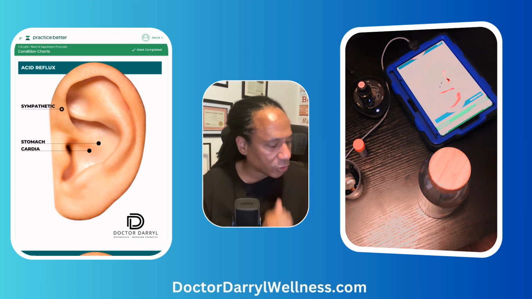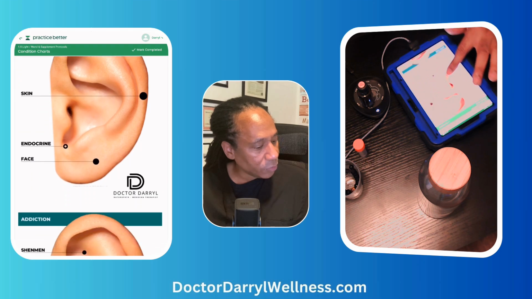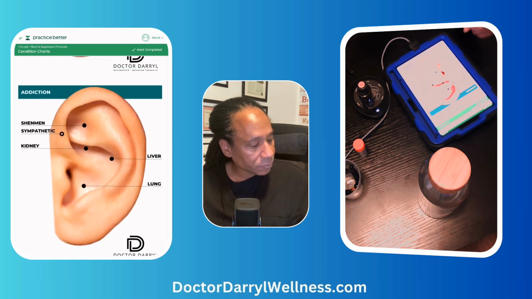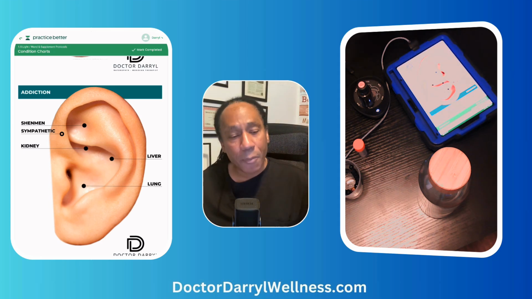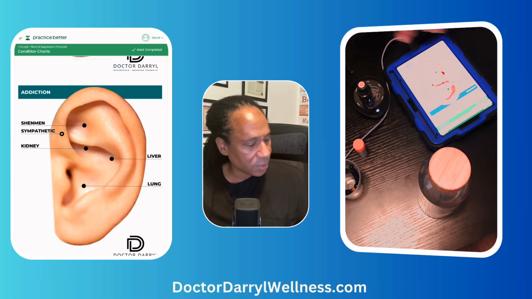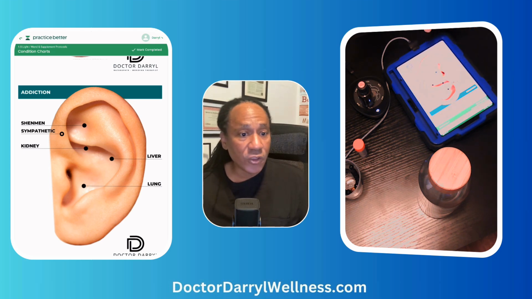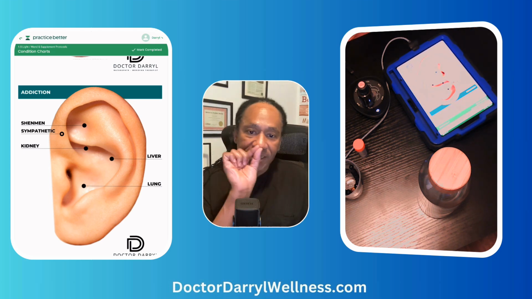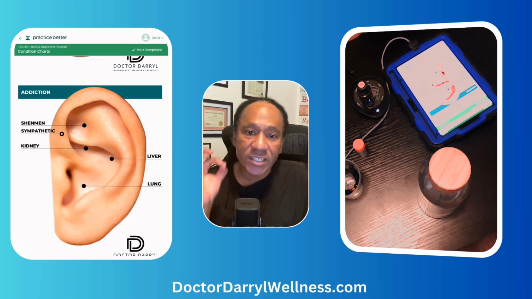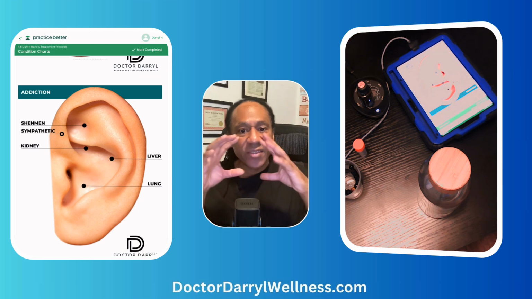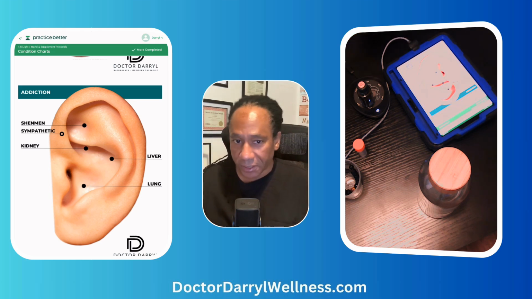But condition charts for the ear. So when you look at this, addiction. These are the points on the ear that, when properly stimulated, help to bring about healing of that condition. So let's look at addiction for a second. You've got Shen Men, you've got the sympathetic nerve, you've got the kidney point, you've got the liver point, you've got the lung point. A dab of essential oils on each one of those points helps to stimulate the meridian system in the body that's connected to those points.